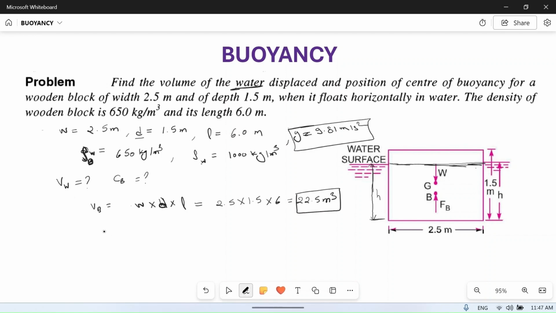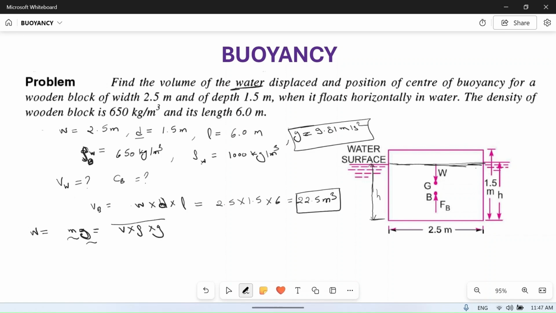Then what will be the weight of the block? The weight is equal to mg, mass into acceleration due to gravity. Now mass is equal to volume into density, and then this g.